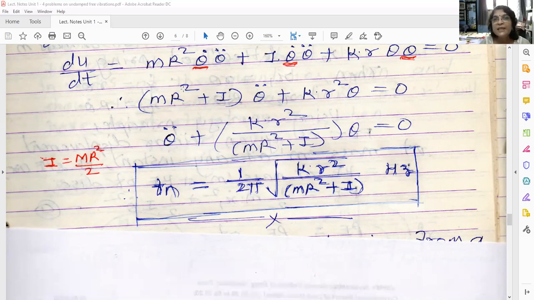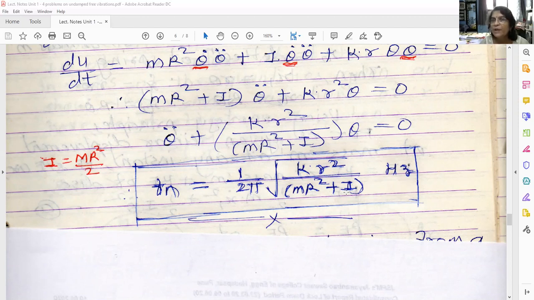So divide by m r square plus I so that you will get this equation in the regular form of simple harmonic motion. So theta double dot plus K r square upon (m r square plus I) theta is equal to 0. So this is your final equation for natural frequency. SHM is theta double dot plus omega n square theta is equal to 0. Therefore, Fn is equal to 1 upon 2 pi square root of K r square upon (m r square plus I).